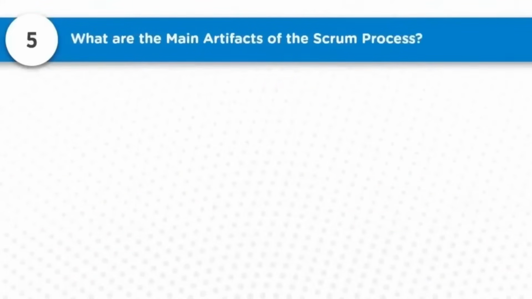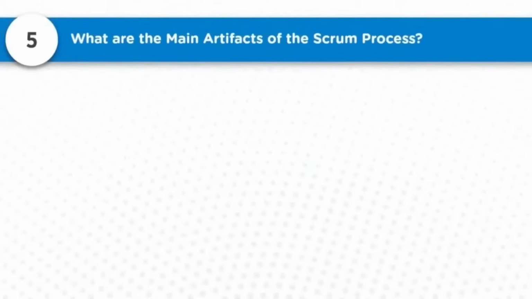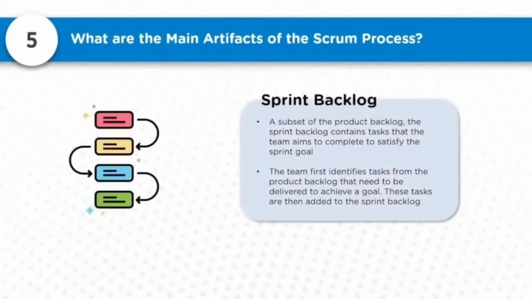Question number 5, what are the main artifacts of the Scrum process? Now, the product backlog consists of a list of new features, changes which the organization is looking for to bring into the existing features, bug fixes, changes to the infrastructure and several other activities to ensure a particular outcome. So that is the product backlog. Then we can speak about the sprint backlog, a subset of the product backlog.